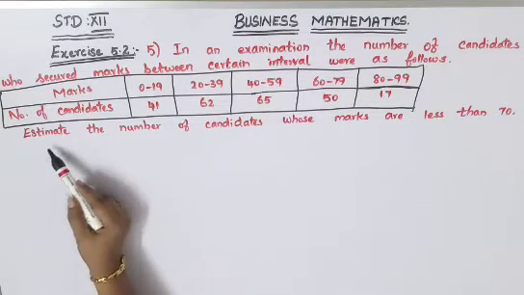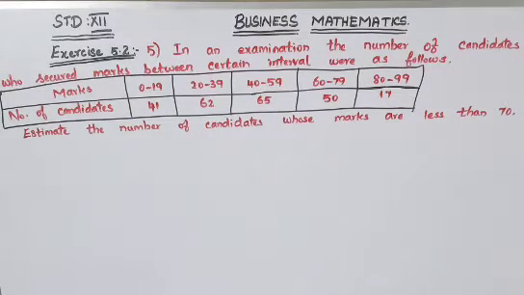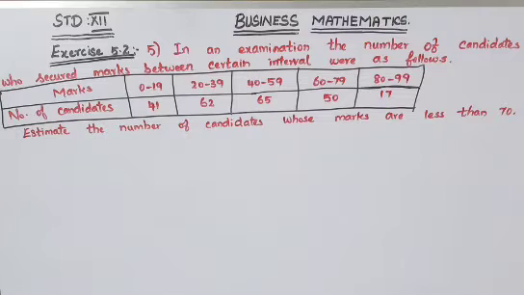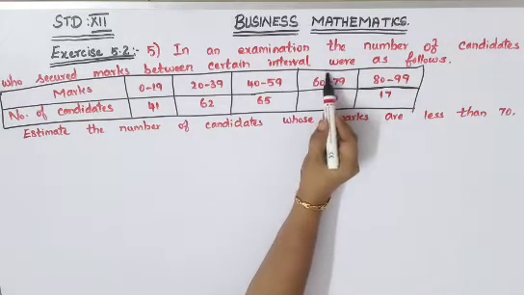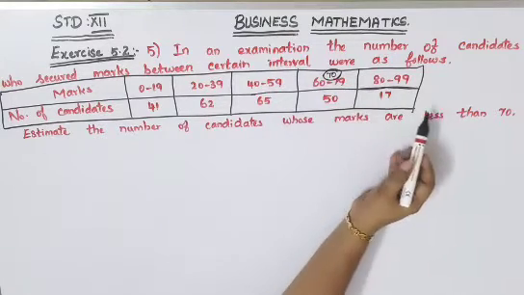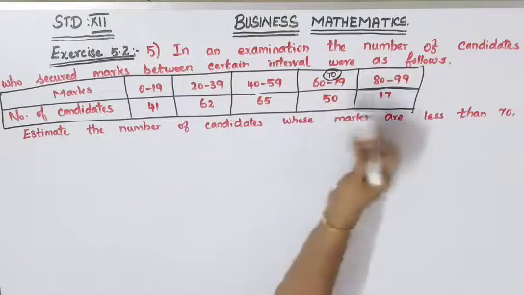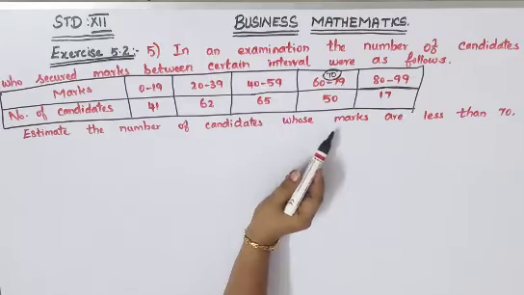Now the question is, estimate the number of candidates whose marks are less than 70. So 70 will be in between in this range, that is 60 to 79. Somewhere here you will have your 70. Okay, that is in the backward of your table, not in the front. So you will have to use your Newton's backward interpolation formula.